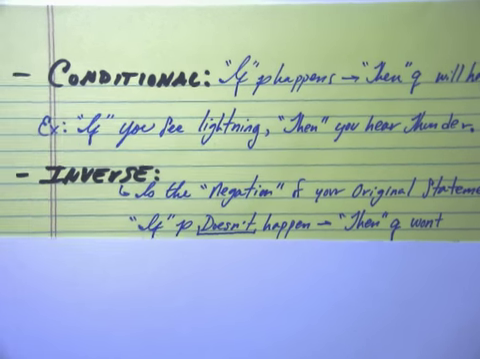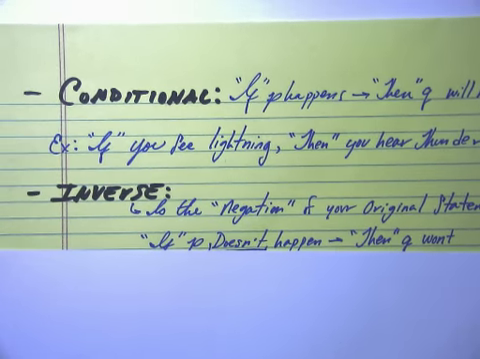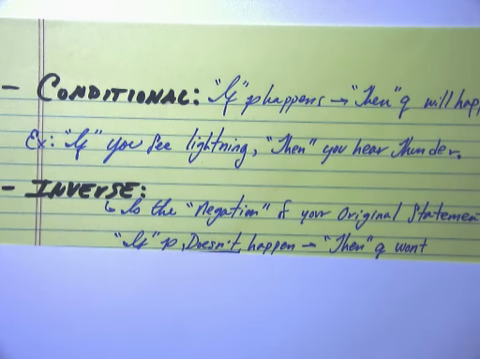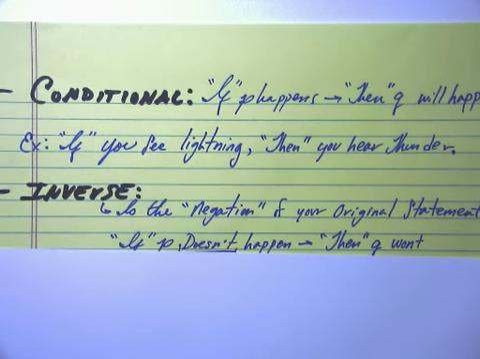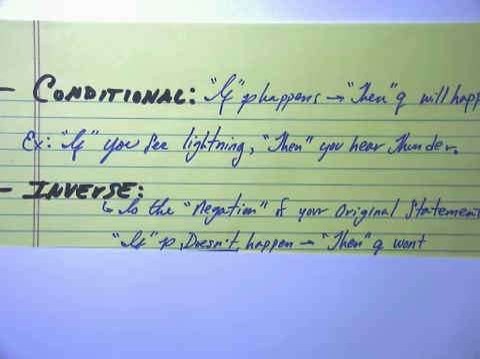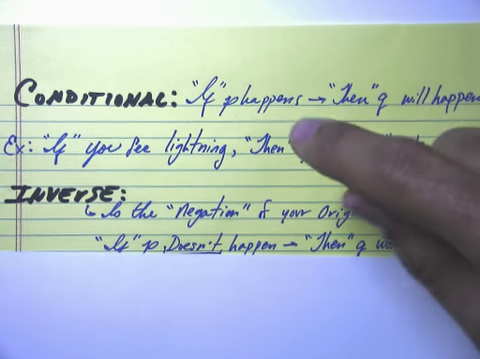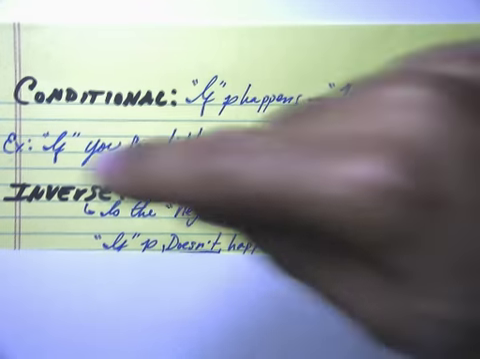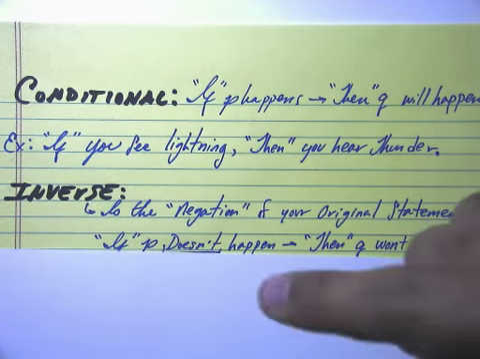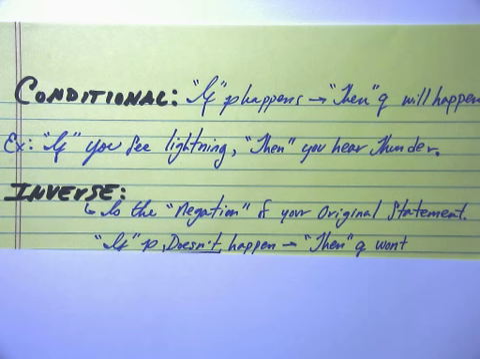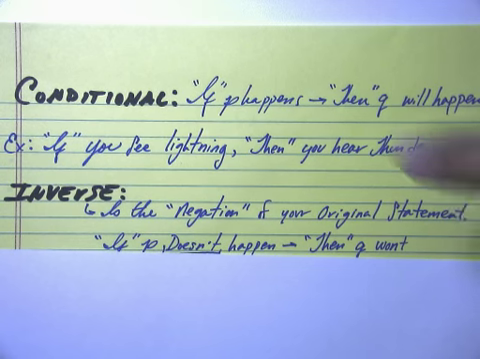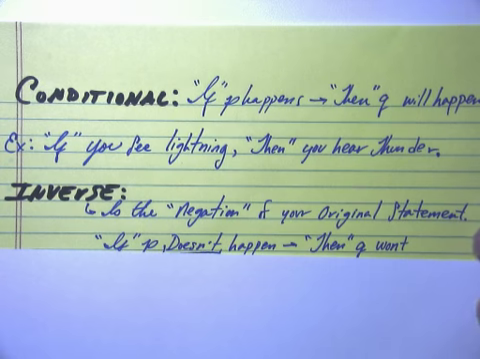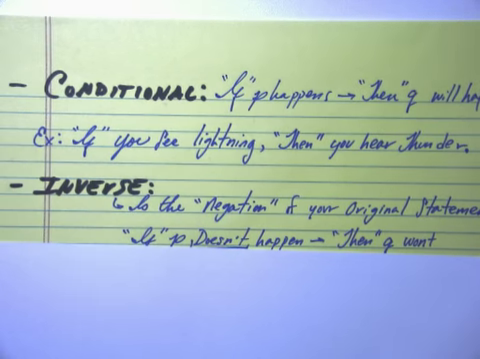If P doesn't happen, then Q won't happen either. That's the inverse. If P doesn't happen, then Q won't happen. So we can see here that my conditional statement says that if P happens, then Q will happen. Well, the negation of this, or the inverse of this statement, is if P doesn't happen, then Q won't happen. So that's the inverse of my conditional.